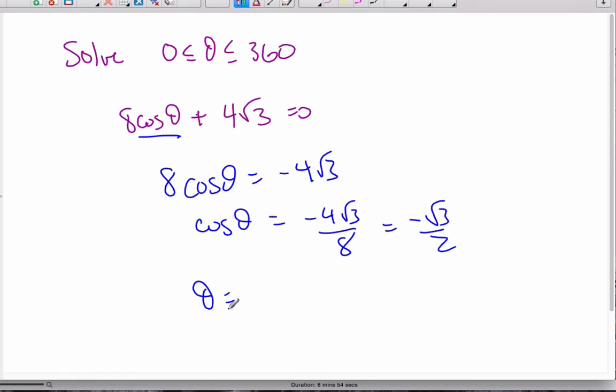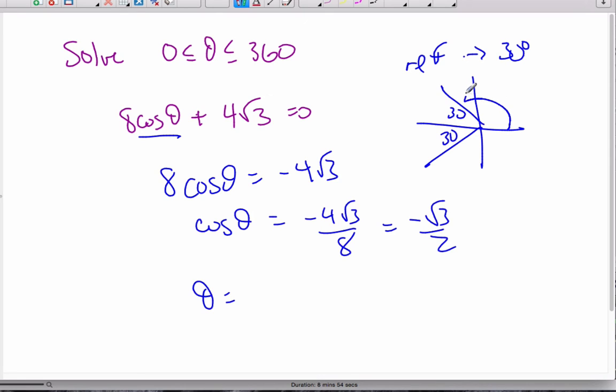And so now theta, I have to ask myself, what is my reference angle? Where is cosine equal to root 3 over 2? And that is at 30 degrees. Then I go, which quadrant is cosine negative? Well, cosine is x, so it's negative here, where this is 30, and here, where this is 30. And so I get this value, which is 150 degrees, and this value, which is 180 plus 30, which is 210 degrees.